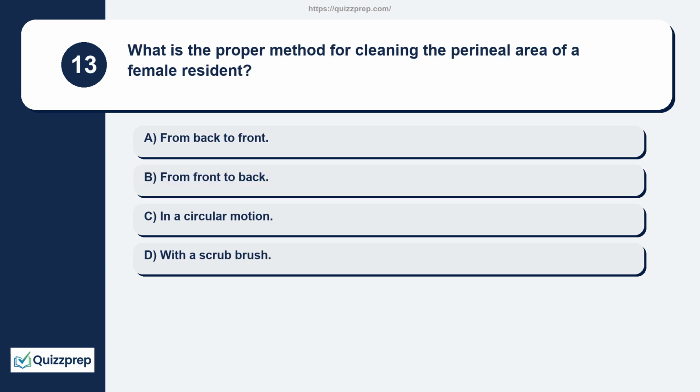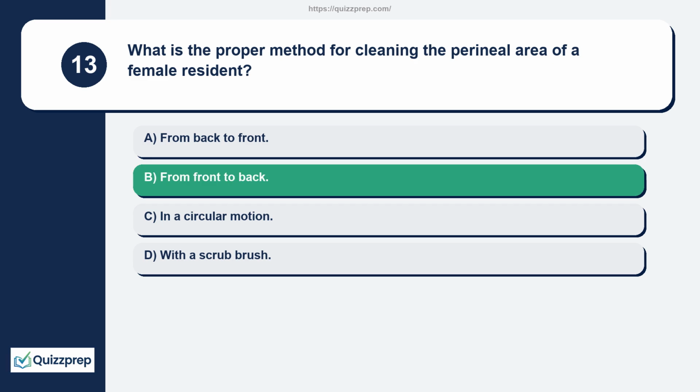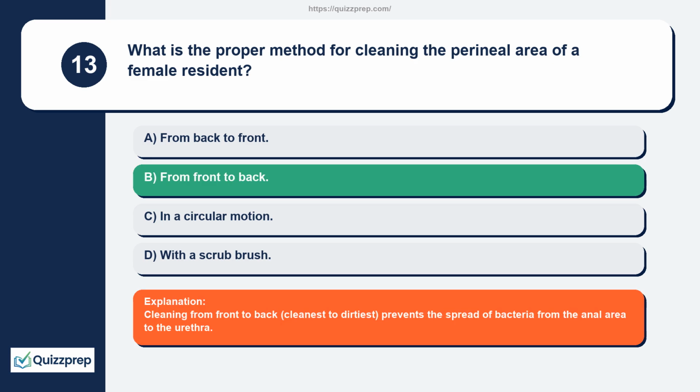Question 13. What is the proper method for cleaning the perineal area of a female resident? From back to front. From front to back. In a circular motion. With a scrub brush. Cleaning from front to back, cleanest to dirtiest, prevents the spread of bacteria from the anal area to the urethra.